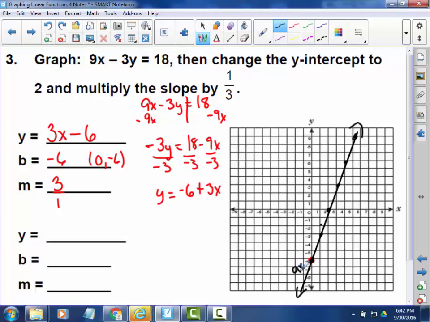9x minus 3y equals 18. All right, so now we're supposed to change the y-intercept to 2. They don't even want us to move it this time. They just said change it to 2. Okay, so we changed it to 2. Then multiply the slope by 1/3. The slope here was 3, so 3 times 1/3 gives 1. So we have a slope of 1, and we're going to go up 1 and to the right 1.